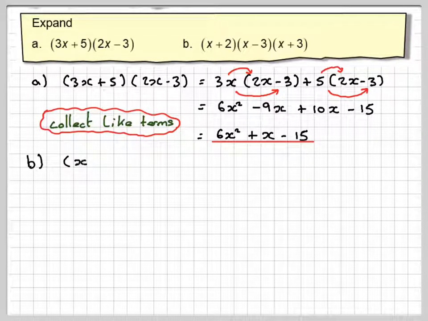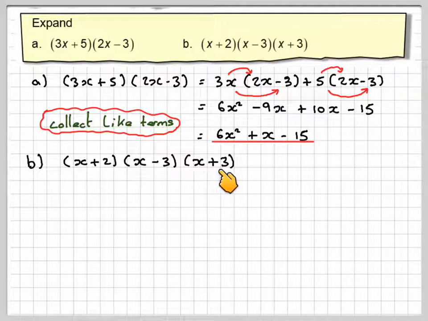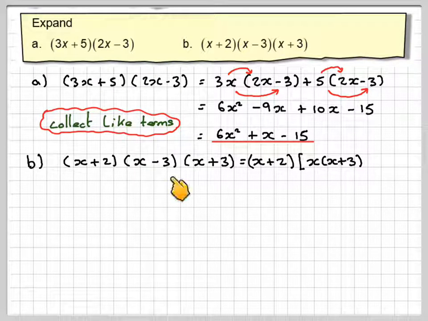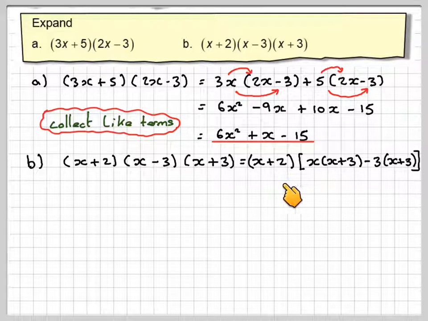Now when we've got three brackets, we need to take two of them, expand them first, and keep one out. So I'm going to keep the x plus 2, and then I'm going to expand x minus 3, x plus 3. Now there is a shortcut to expand that, and I'll look at that in a minute. But if I did the same as I did in the previous part, I'm going to do x times x plus 3 minus 3 times x plus 3. I've still got that out here because I haven't expanded it there, so I'm still going to write it again.